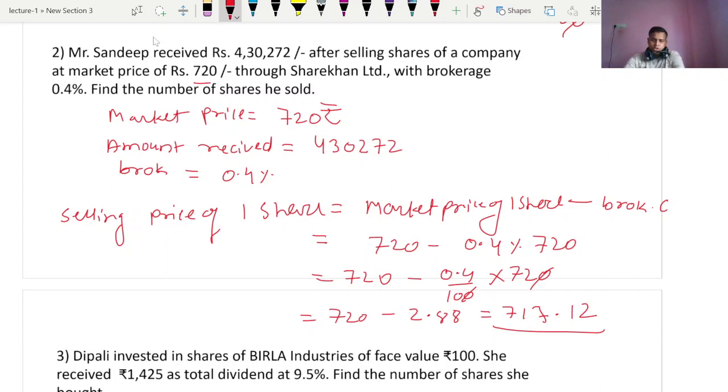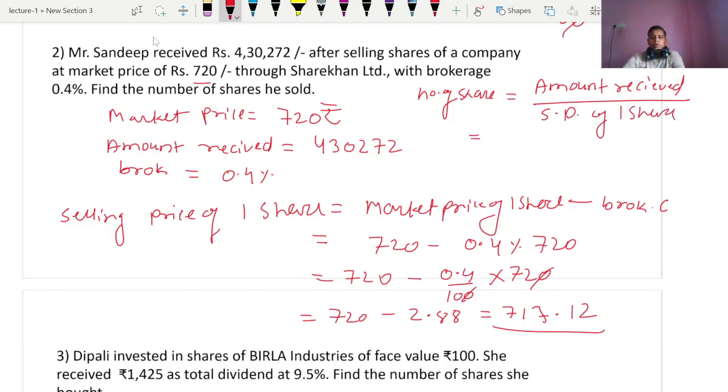Now to find out the number of shares, what formula do you have? Since he is selling, it is the amount received, not the amount invested. Amount invested is used when you are purchasing a share. The number of shares is equal to the amount received divided by the selling price of one share. The amount received is 430,272. The selling price of one share is 717.12. Find out by using a calculator.